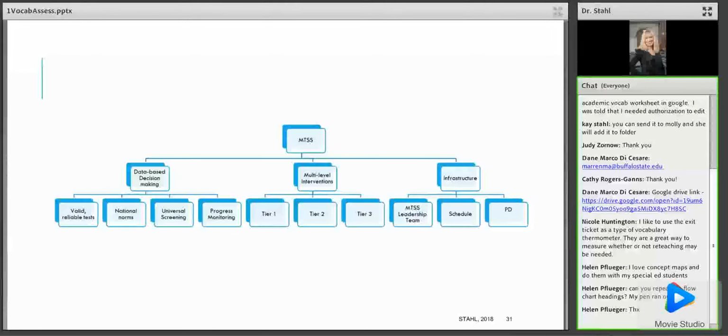Hopefully your power chart looks something like this. We have RTI at the top, MTSS at the top, data-based decision making, and under data-based decision making you would have valid reliable tests, national norms, universal screening, and progress monitoring. The other subtopic is multi-level interventions, Tier 1, Tier 2, Tier 3. And our third heading is infrastructure. That includes your MTSS leadership team, schedule, and PD.